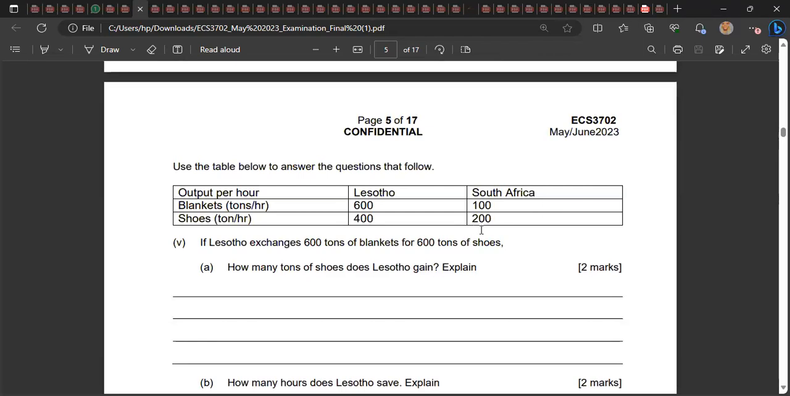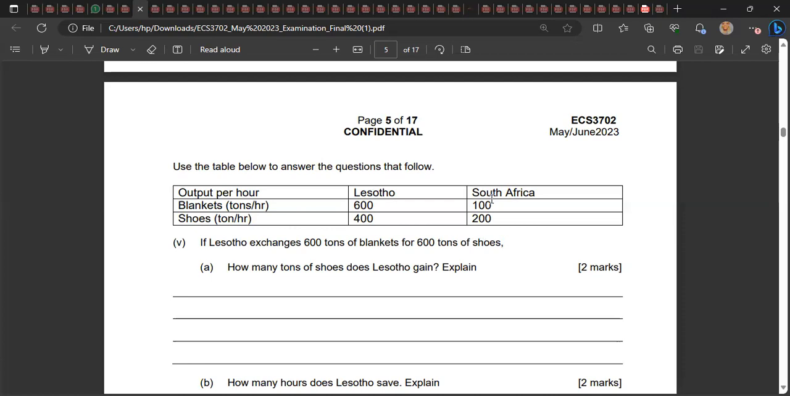But we know that South Africa is giving away, what is South Africa giving away? It's giving away tons of shoes, right? But then what is it getting? It's getting blankets, right? So South Africa is giving away 600 shoes, right? And then gaining 600 blankets. So what they gain basically is what they received minus what they lost. So they lost 600 shoes, right? But then what did they gain? They then gained what? 600 blankets.